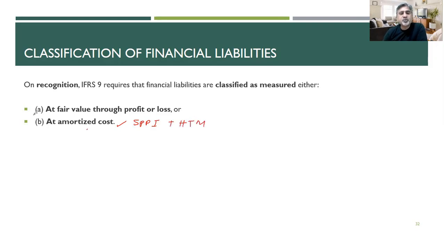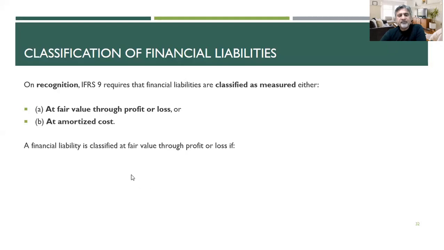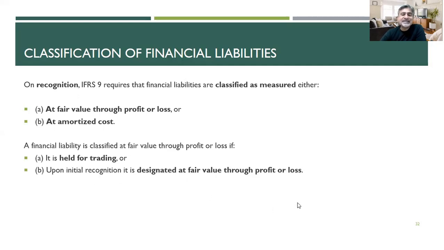Every other thing goes to fair value through P&L. There is no OCI, because on a liability there might be a loss or gain, whatever, that you take to P&L. So two categories for financial liabilities. A financial liability is classified at fair value through profit or loss if it is held for trading, or upon initial recognition, it is designated at fair value through P&L. So held for trading, yeah, we know that results go to P&L. That makes sense. Or if it is designated at fair value through P&L in the beginning.